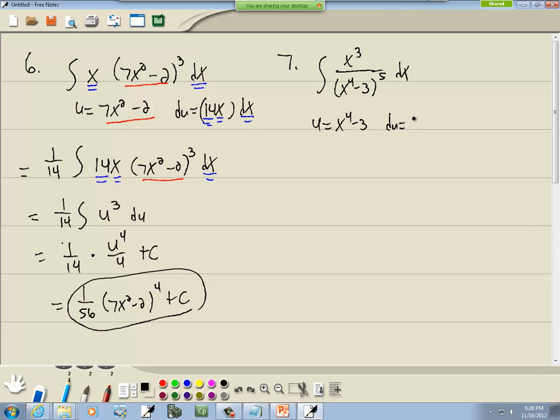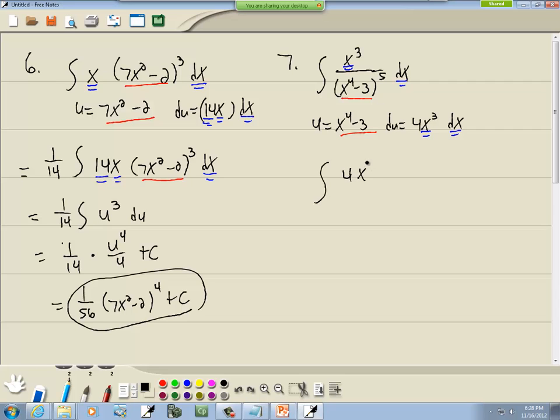The derivative of that would give us 4x to the third. The minus 3 drops away. And then remember we have to throw the dx on there. Okay, so this right here matches that. That's good. X to the third matches that. That's good. Dx matches that. That's good. We need a 4 in there, though. So let's put a 4 in there.